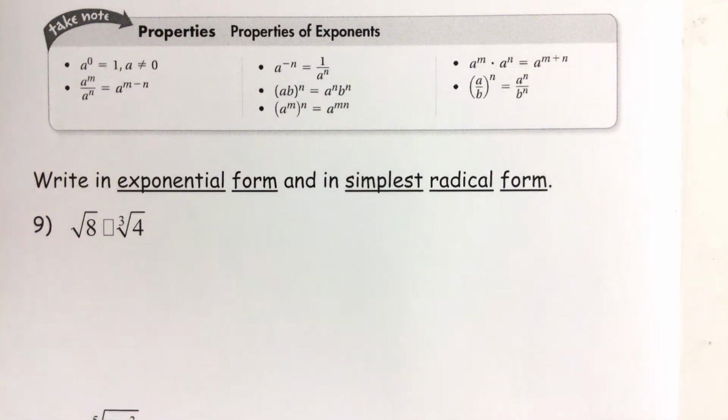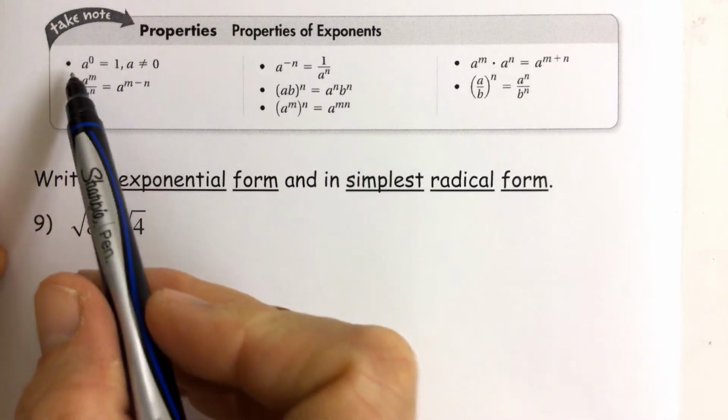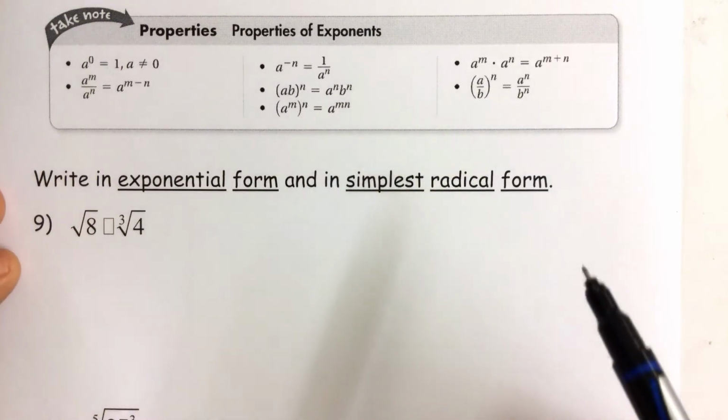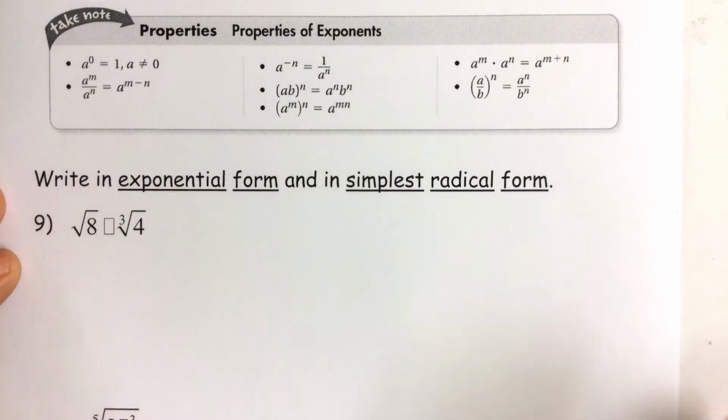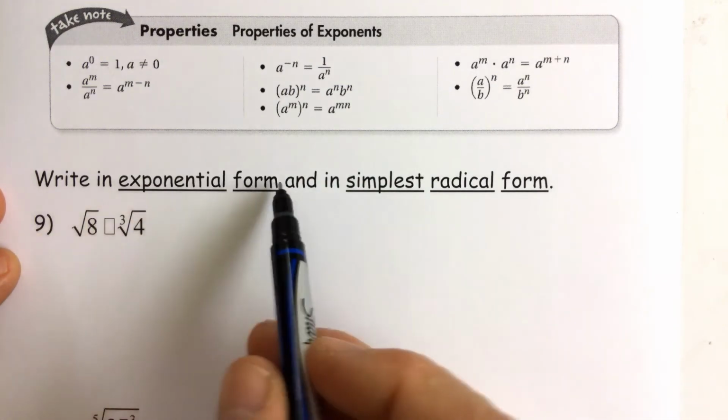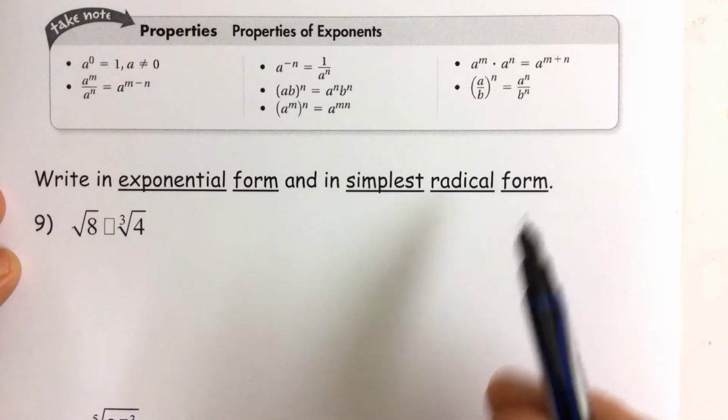I believe this will be the final video. Keeping in mind here we have all of our properties of exponents that we've been talking about, nicely written up there. But so for example, numbers 9 and 10, exponential form and simplest radical form.